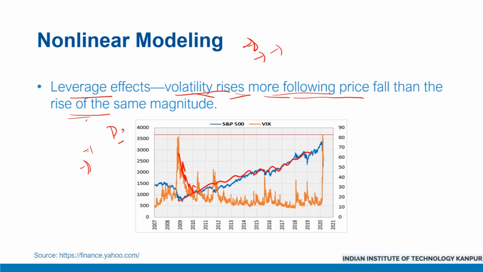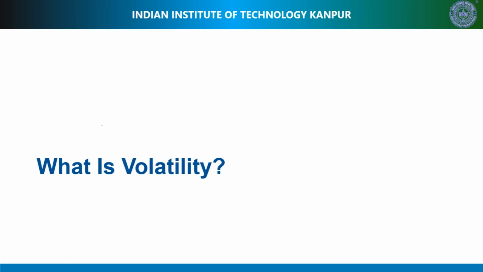We also observe what we call leverage effects, that is, volatility rises more during falling prices as compared to rising prices. We also discussed that there is a long-term mean reversion property of volatility, and also that the transition from low volatility periods to high volatility periods is more abrupt, while the transition from high volatility to low is more gradual. In this video, we'll discuss volatility and the theoretical underpinnings behind its computation as a mathematical measure to proxy risk.